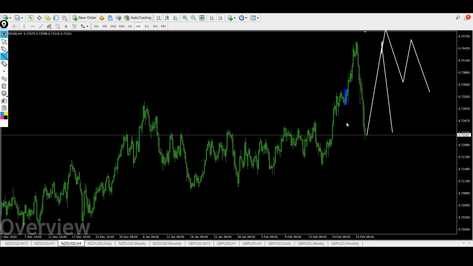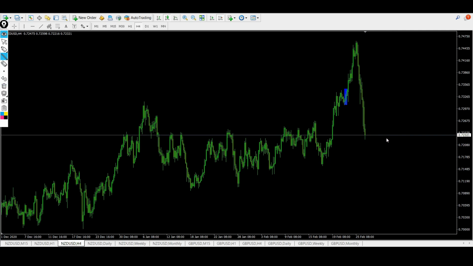Okay, so yeah, for this pair too, there's no bias currently. We're just going to see if that weekly short forms or not. Okay, so we're not going to have any entries this week for this pair. Okay, so I think that's it for this week's weekly forecast.